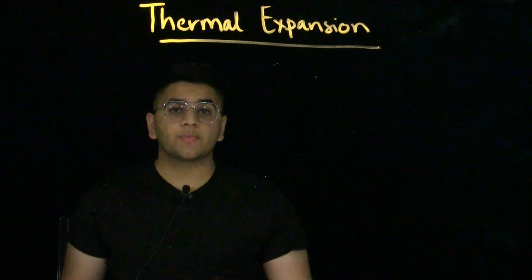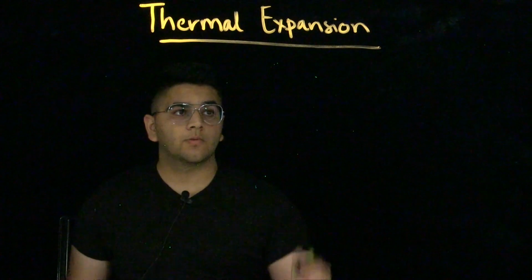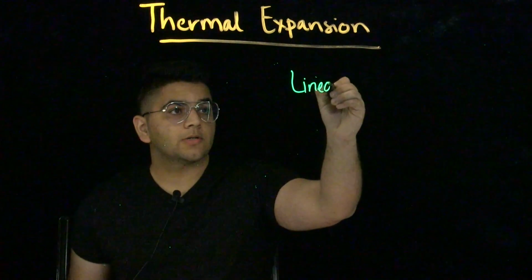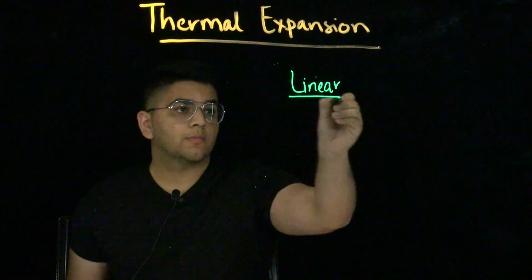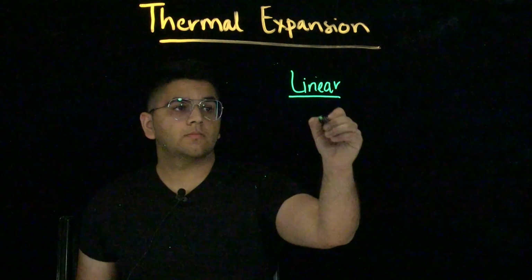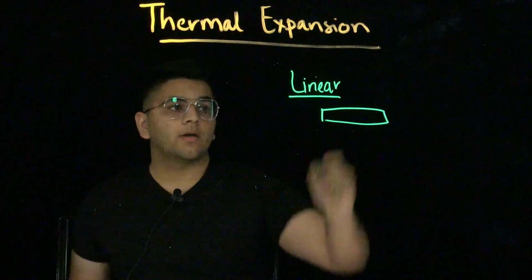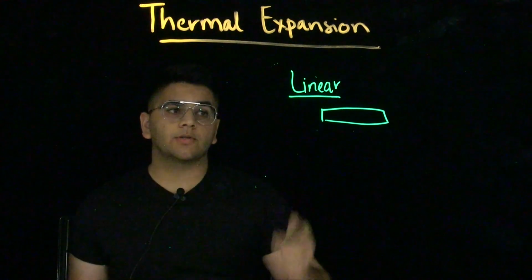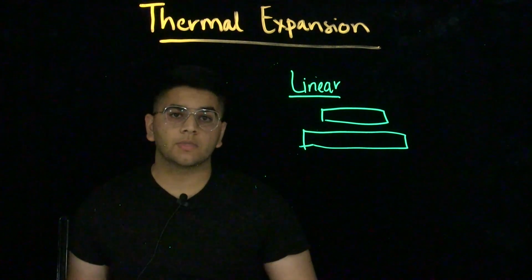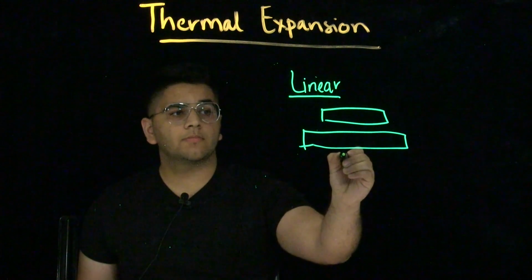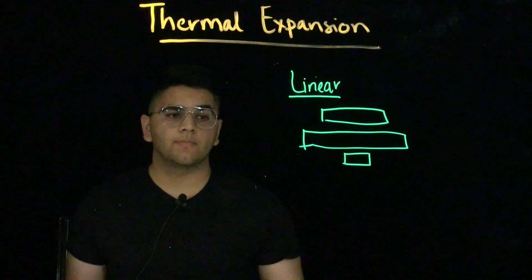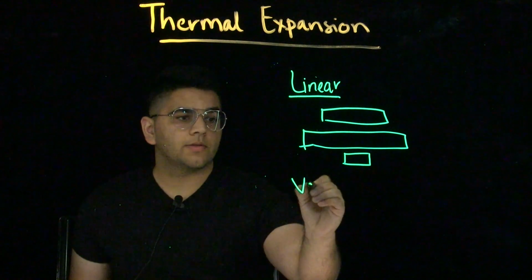When we're considering thermal expansion, we consider it in two different ways. We consider linear thermal expansion. When we're talking about linear, we're talking about a change in length. So, for example, if we have a rod of steel and we increase the temperature, it will increase in length. Similarly, if we decrease the temperature, it will decrease in length. This is linear expansion.